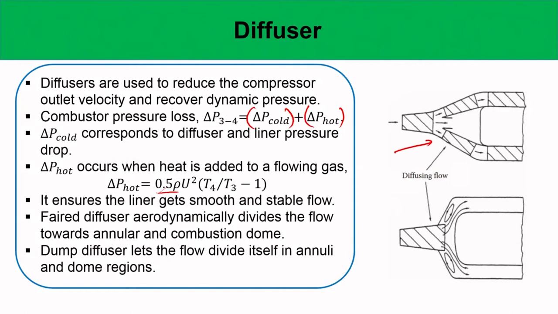You see there are two diffusers, this aerodynamic diffuser and the dump diffuser, and the dump diffuser lets the flow divide itself into the annular and the dome region. The dump diffuser creates a certain expansion, as you see here, and in the dump diffuser your velocity reduction will be much more than in the aerodynamic diffuser. Depending on the situation, one can use a dump diffuser or an aerodynamic diffuser. Both variants are seen in modern engines.